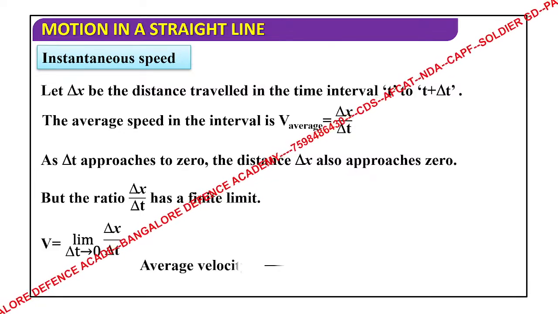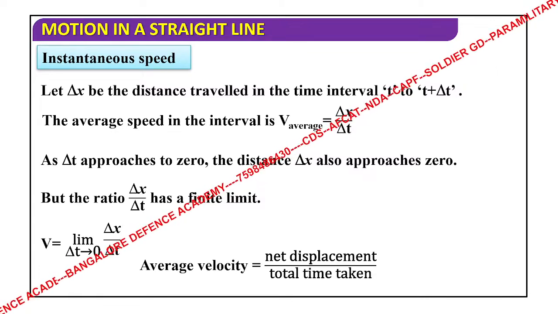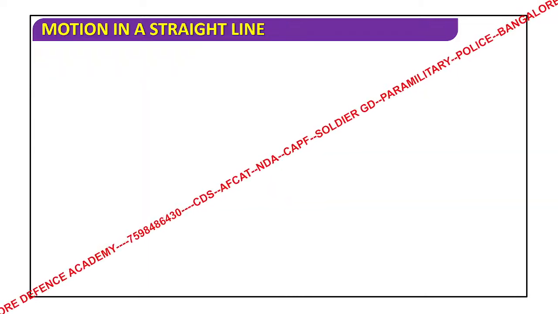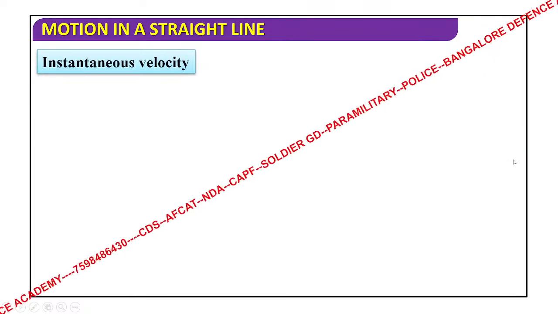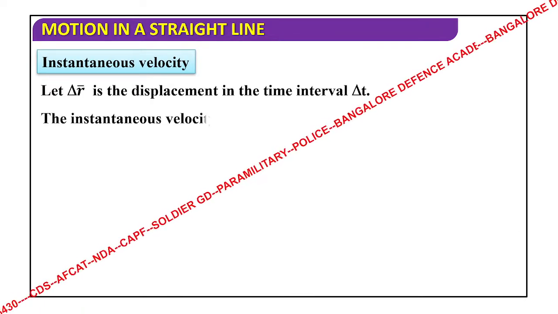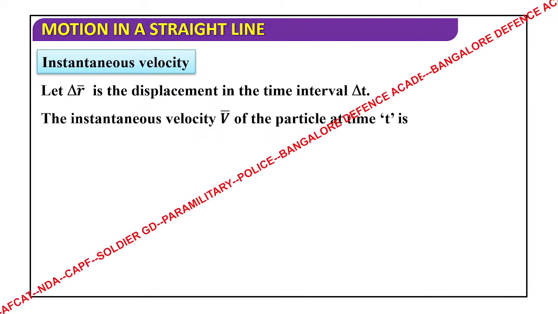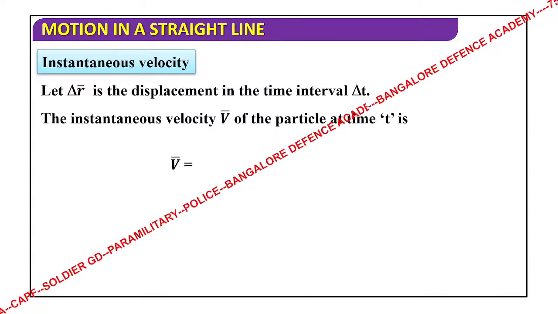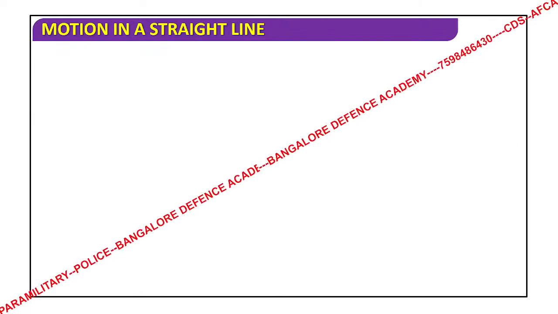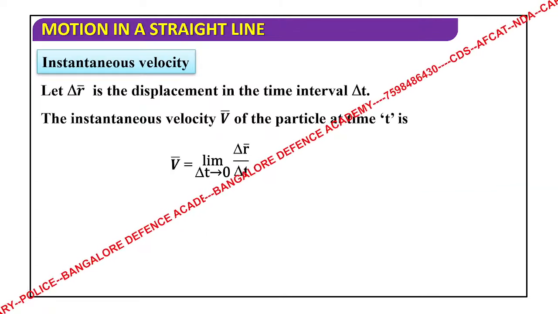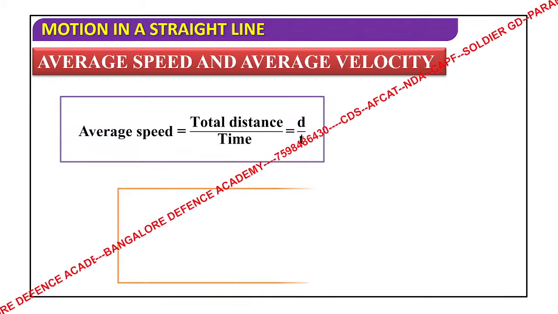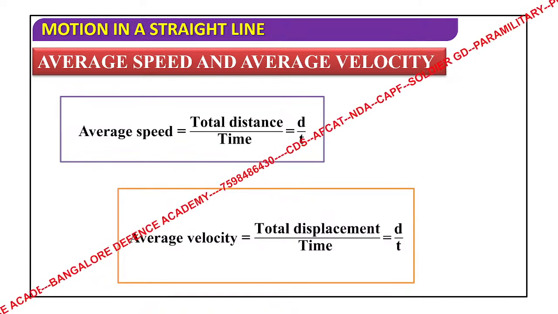So what happens here when I apply the concept of limit? Average velocity is equal to net displacement divided by total time taken. So for instantaneous velocity, delta r is the displacement in the time interval delta t. So you have instantaneous velocity of a particle at time t. Here I'm going to apply the limit function, and then I get this value. Fine. Next, moving ahead, average speed, you have taken down the formula. Average velocity, you have taken down the formulas, right?